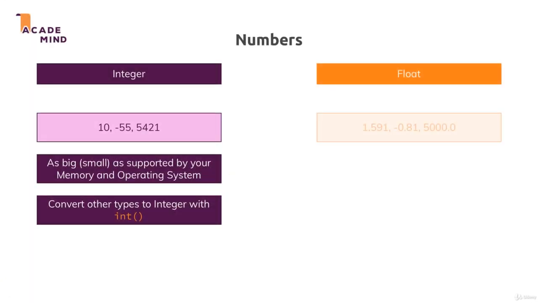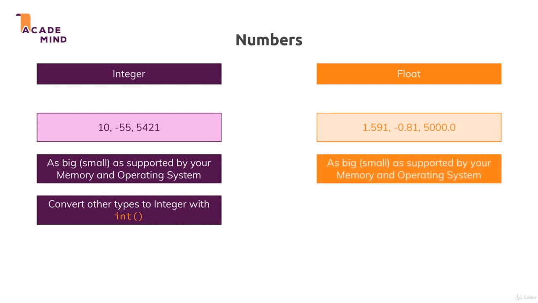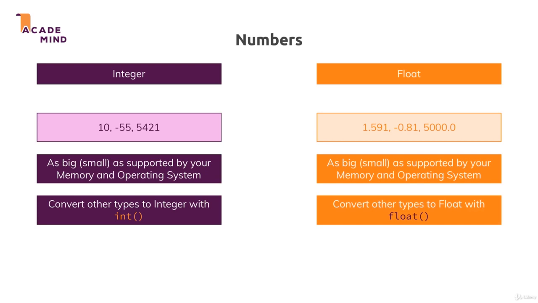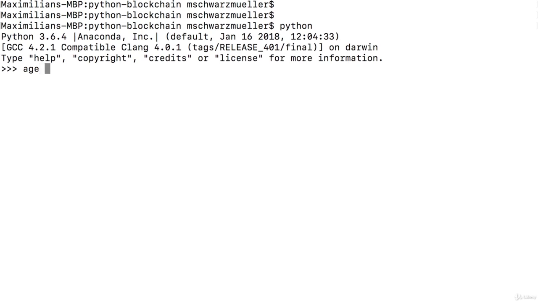For floats, we also got some examples here. It's also important to know that your memory and operating system is the limiting factor when it comes to the size, or the biggest number or the smallest number you can store. And just as with int, you got the float function to convert other types to float. Here's another example. Let's say age is 29 as a string again. Now we can also output float(age), and we get 29.0 because it's converted to a float, so to a number, and as a special number, a float. Therefore, float(age) plus 1 would give us 30.0.